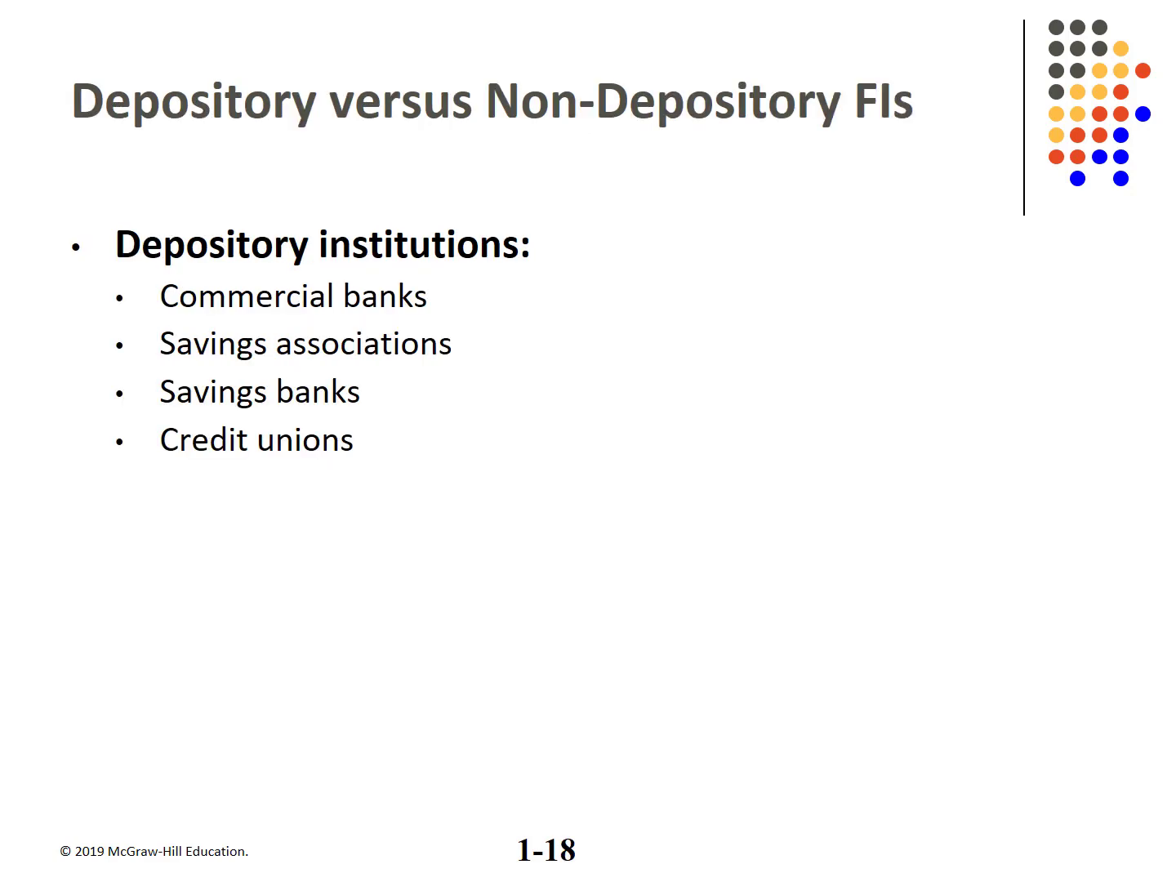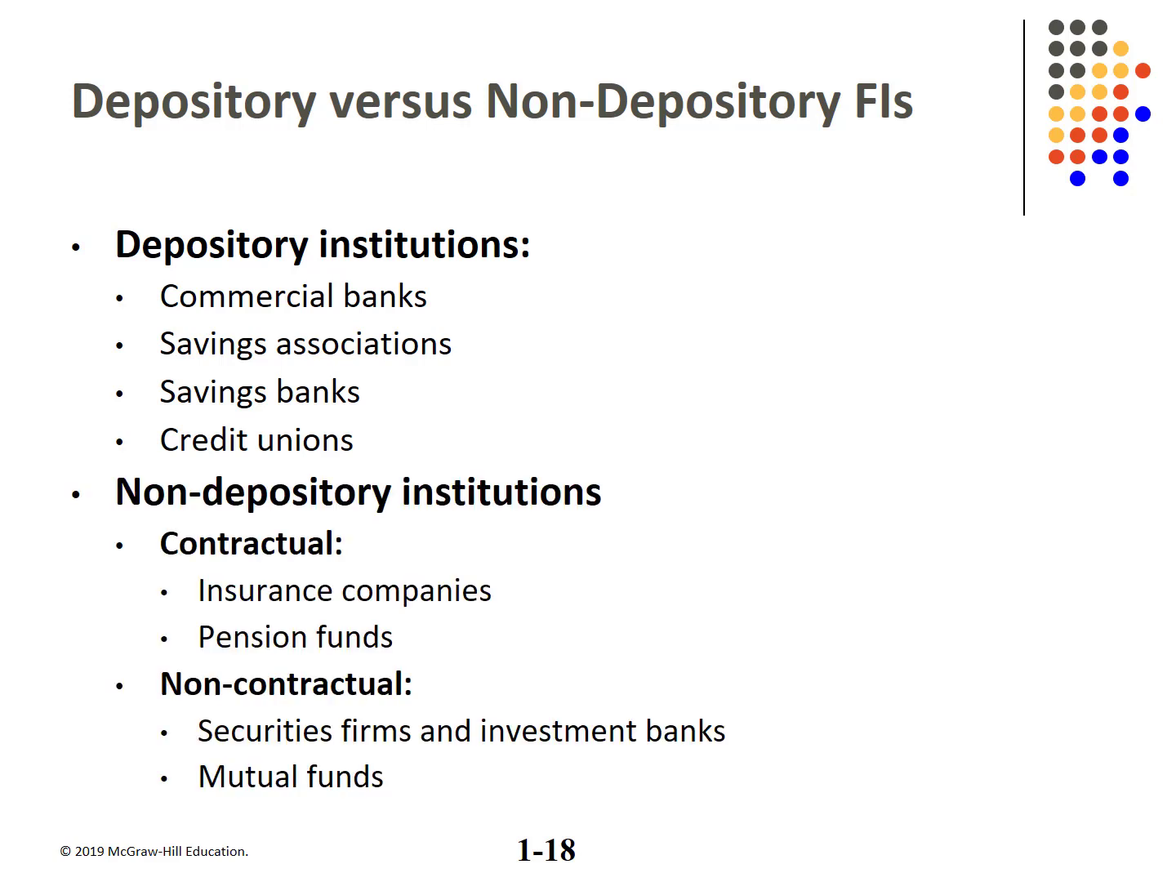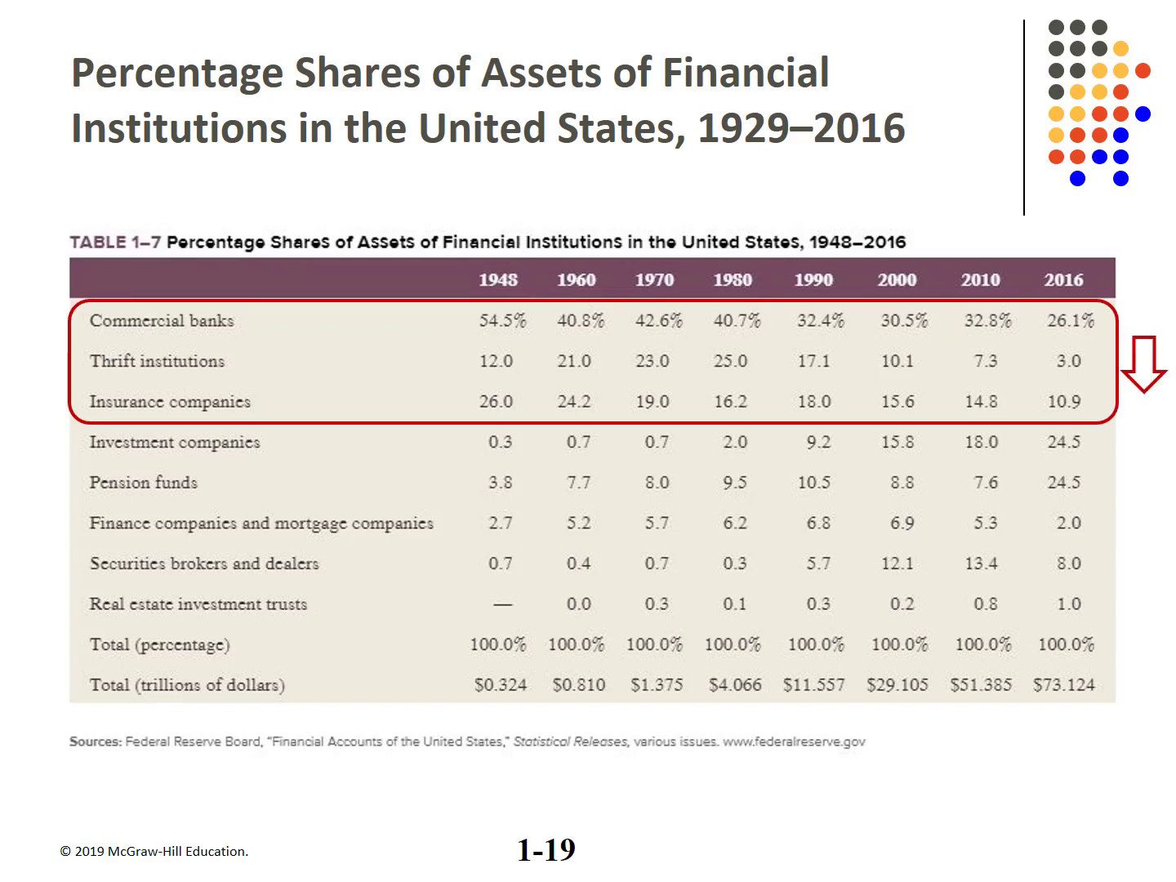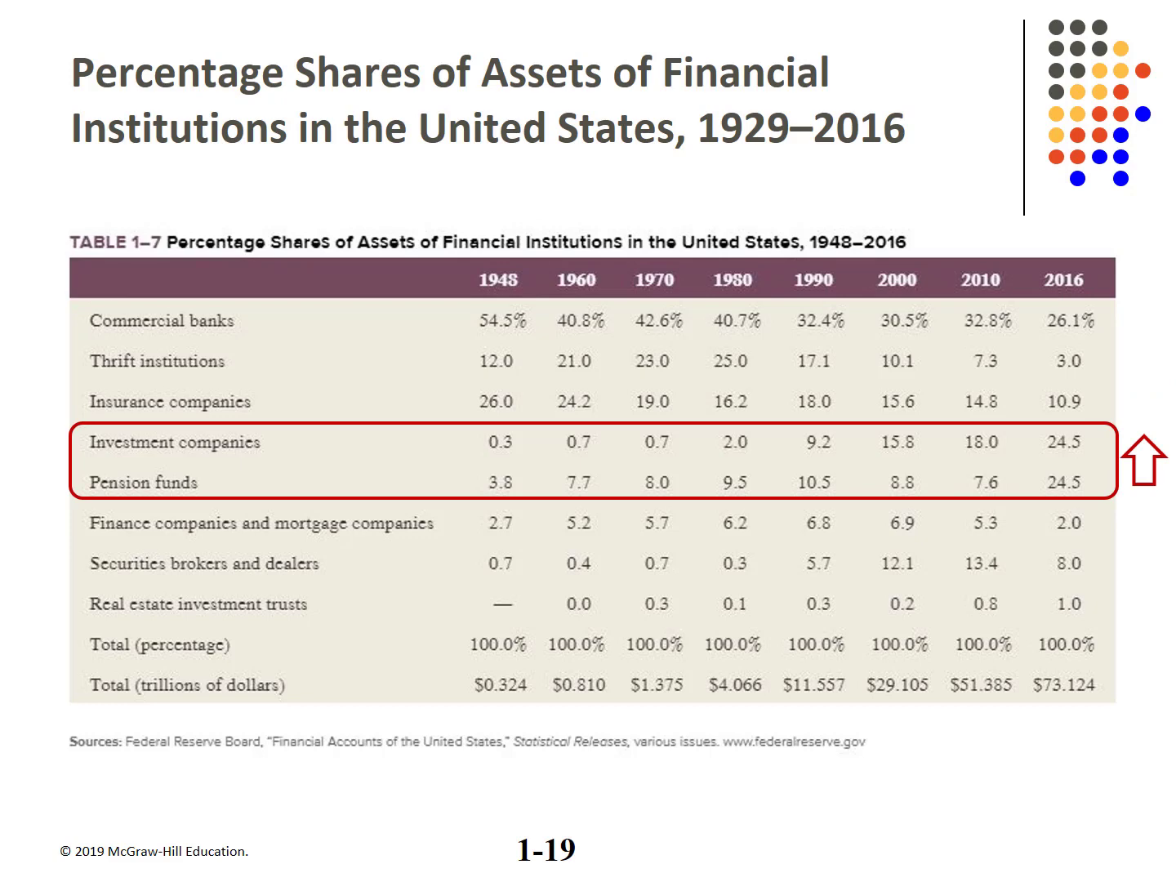Here are examples of both types of financial institutions. These should be more familiar to most of you. Depository institutions: commercial banks, credit unions. Non-depository includes two subtypes: contractual, meaning you contract to pay in a certain amount each period. Insurance companies and pension funds come under this. Non-contractual, you invest when you want to: securities firms, mutual funds. Note that over time, the percentage of funds invested with commercial banks and insurance companies has declined, while the percentage in investment companies and mutual funds has steadily increased.